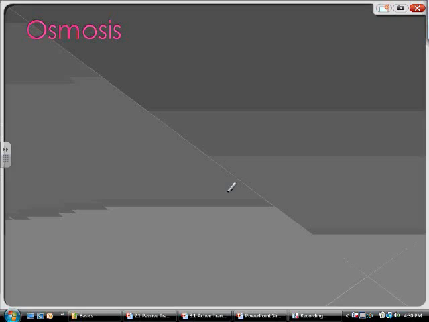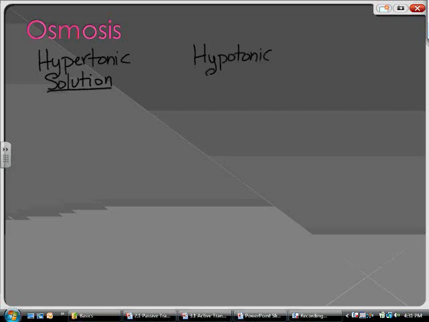Now, we gave you some diagrams talking about all the different types of solutions and how they are going to be represented in percentages for you guys to actually solve problems. So I'm going to give you an example of hypertonic, hypotonic, and isotonic solutions.